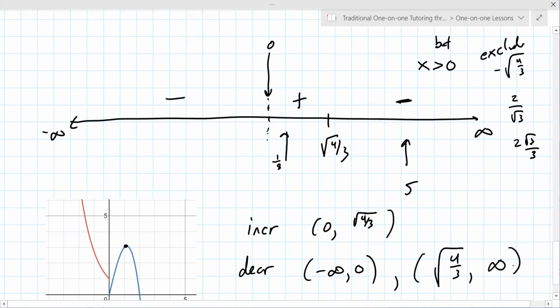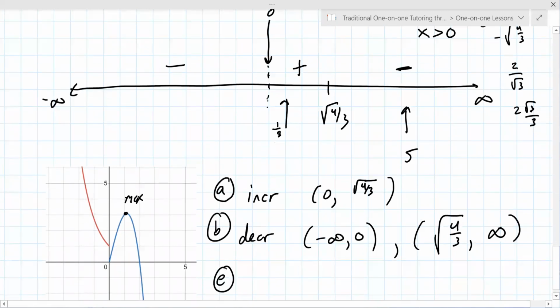To infinity. Very good. Now we can do the local extreme values. This minus to plus is nothing, and it's confirmed by the graph. But this plus to minus is something. What is this point? It's a max. We see that in the graph there. So this is part A, B, and so you actually do E before the next. So E is a max at x equals root 4/3.